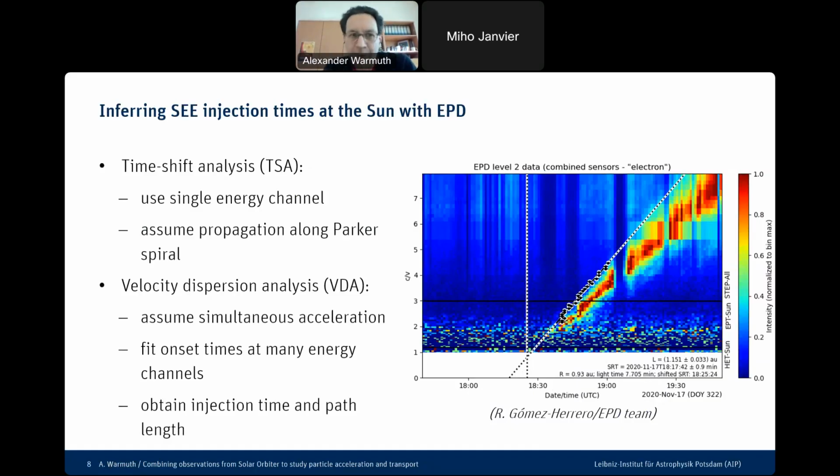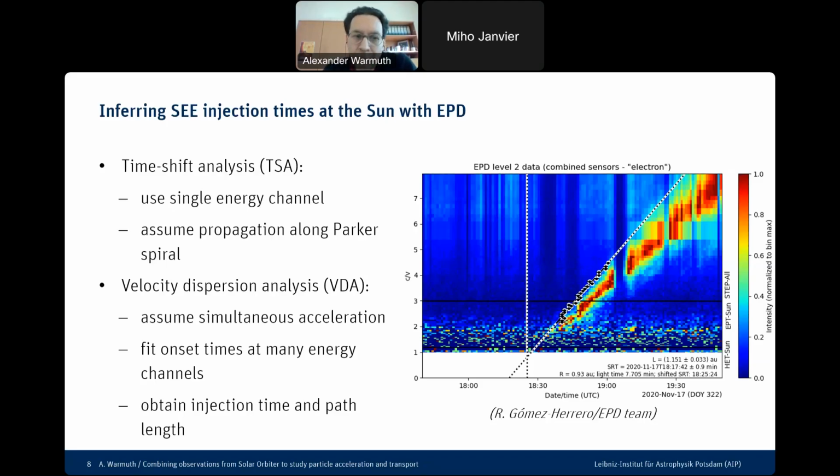We use EPD for that, and we are employing two different techniques. The most basic one is the time shift analysis, where you use one single energy channel. You know the energy of the electron, for example, therefore you know its speed, and then you need to assume a path length. We take the Parker spiral length, and then you get an injection time on the sun. Of course, it's not said that this is the true path length, because that is certainly an idealization.